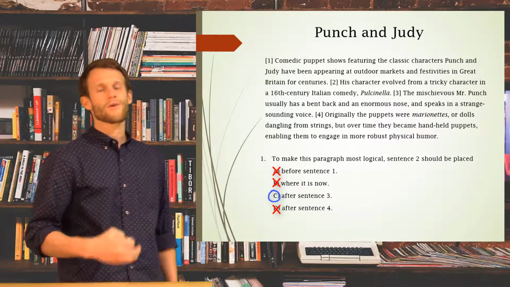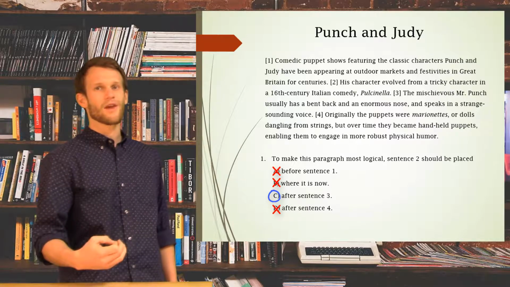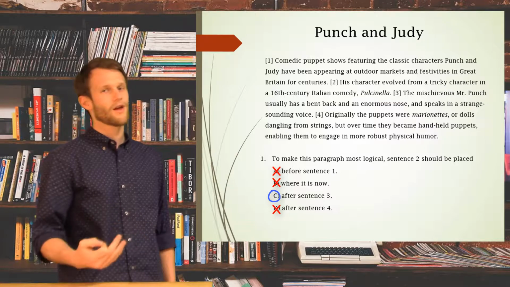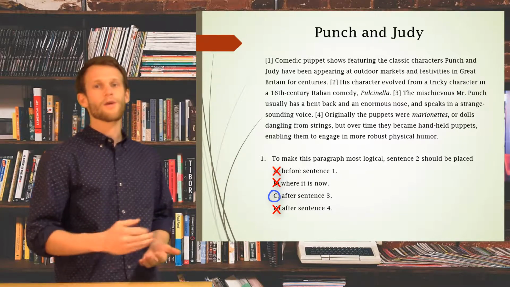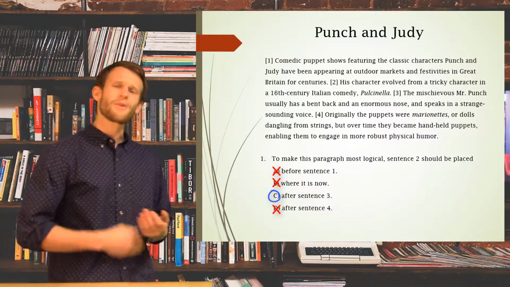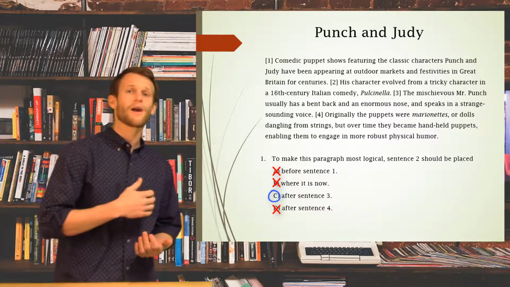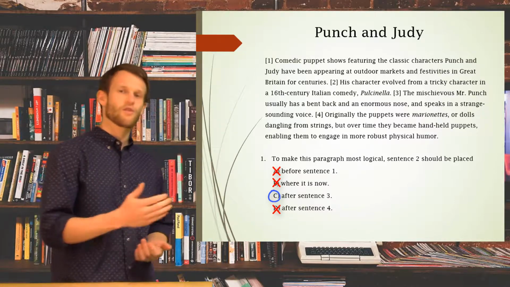What we want to do is look for text clues such as his character, which gives us a pronoun. We have to ask, who does that pronoun belong to? Once we can determine that, we know where this sentence should go. Sometimes it'll be a bit trickier. It'll require more logic and less grammar clues.